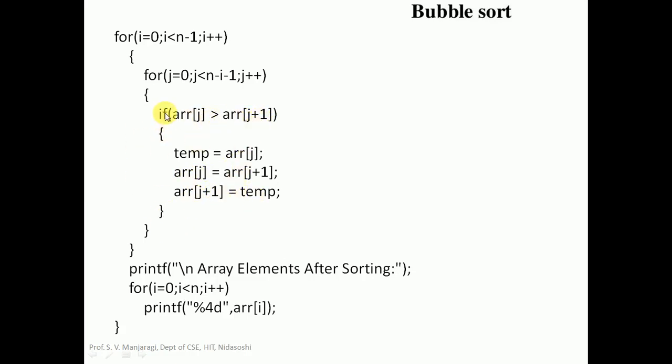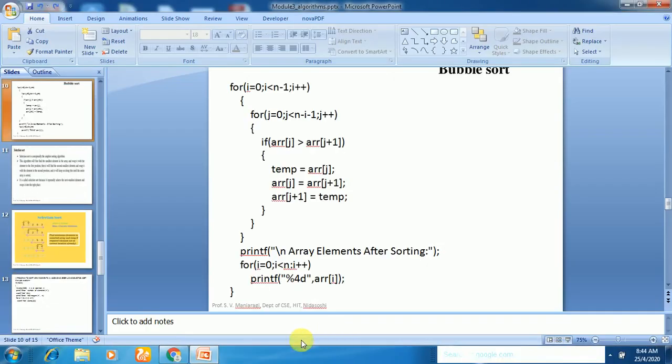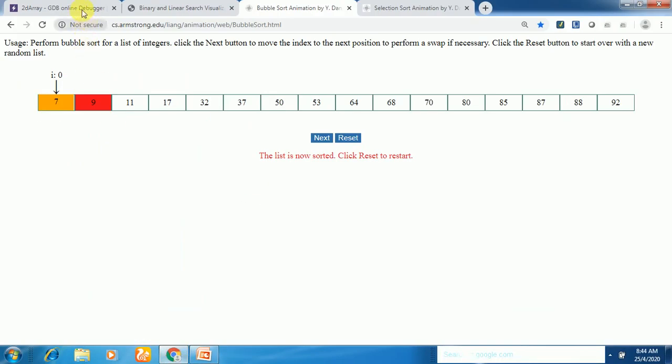And repeat this for all the elements. At the end of n minus 1 passes, the elements will be sorted. And if you print them here after sorting, you will find that all the elements are sorted in ascending order. Let us run the program and check the output here.